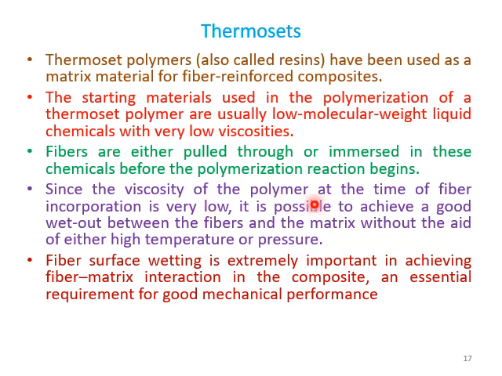Now the viscosity of polymer at the time of fiber incorporation is very low, right? And so to increase the viscosity of this thermoset resin, a certain kind of chemical which is known as hardener is added to the low viscosity or low molecular weight thermoset resin. So once the hardener is added, then the curing reaction begins. Now the curing reaction can occur at room temperature.